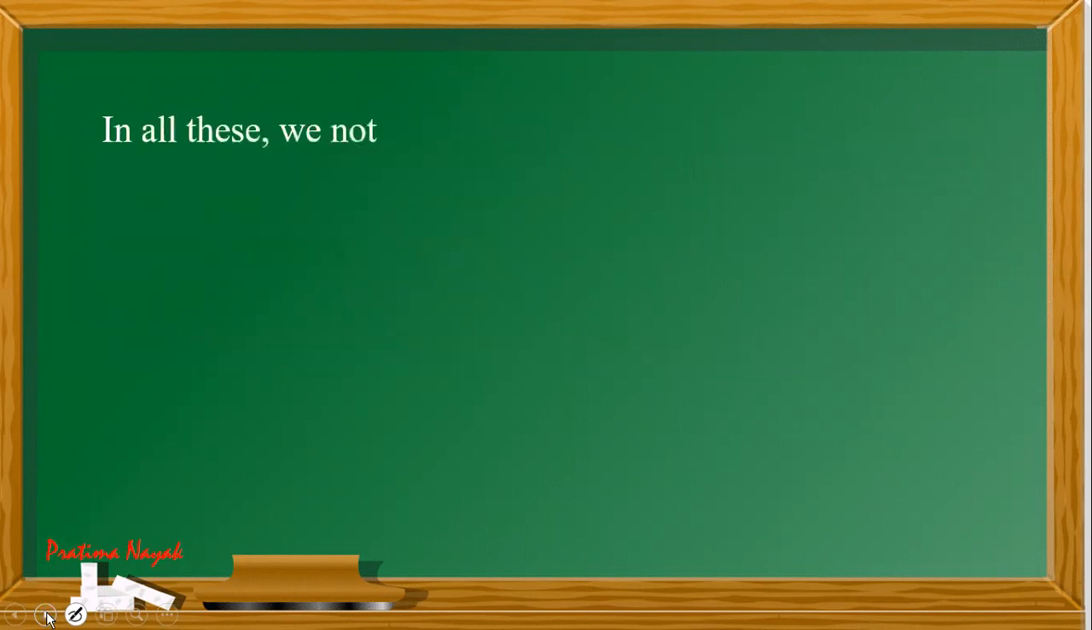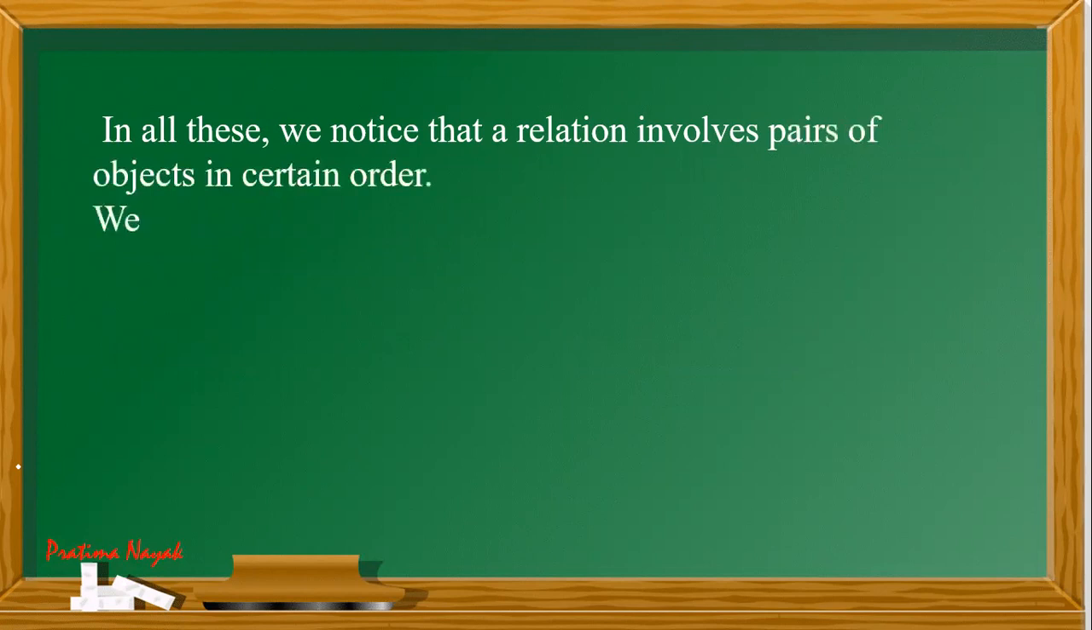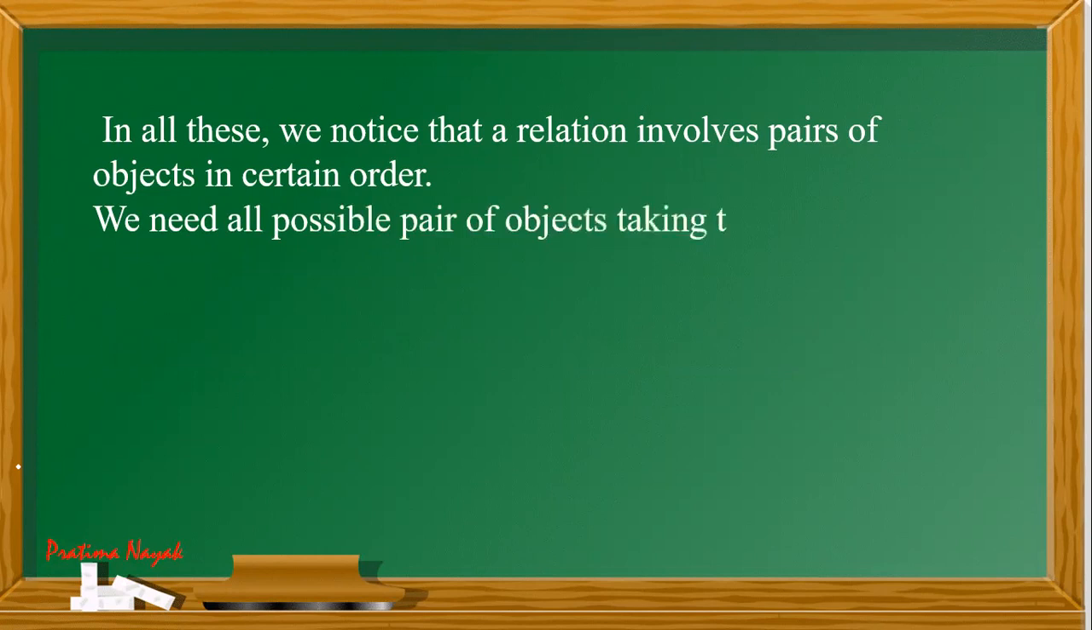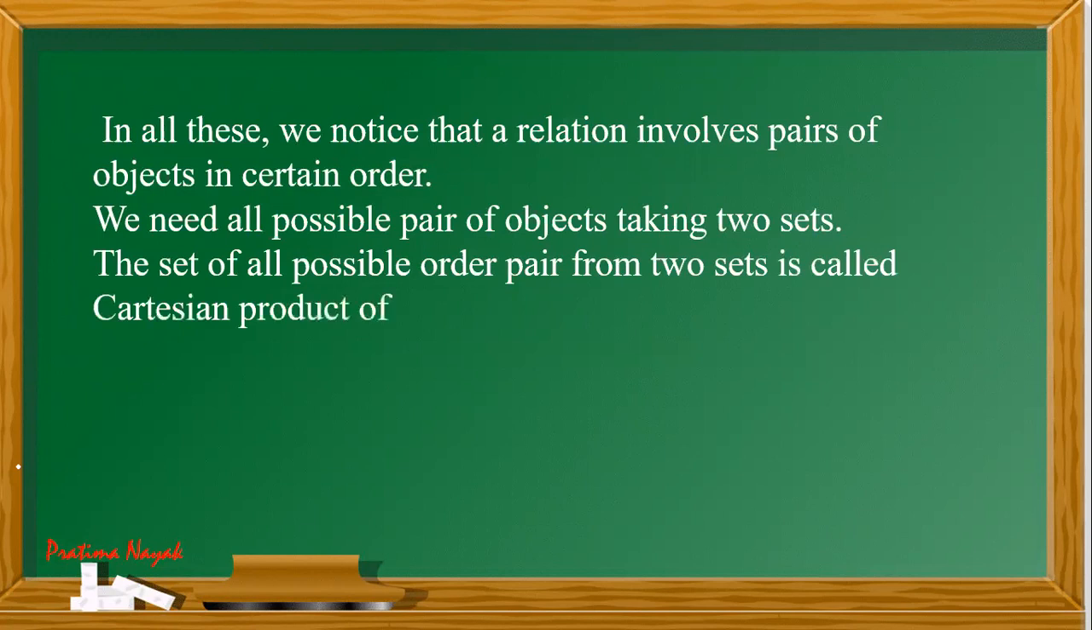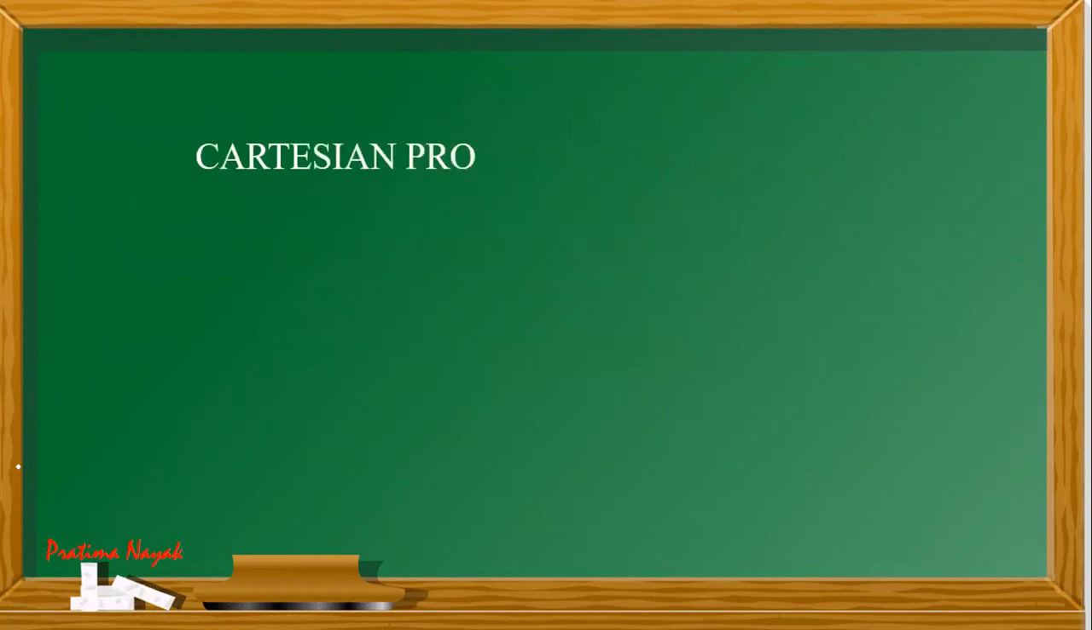So in all this, we notice objects in a certain order. We need all possible pairs of objects taking two sets. The set of all possible ordered pairs from two sets is called the Cartesian product. So let us go for the Cartesian product of two sets, and later we will learn that a relation is a subset of the Cartesian product.